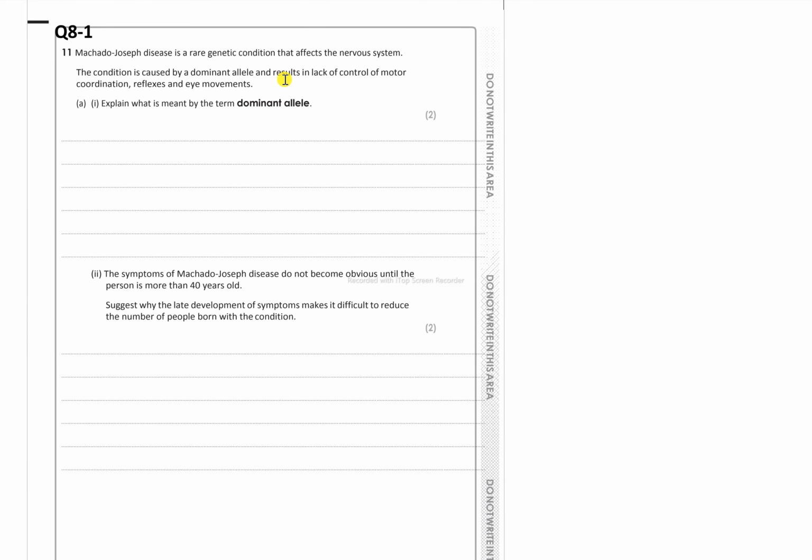Right, what did we say a dominant allele was? We said it is an allele that is always expressed in a heterozygote. A dominant allele is always expressed in a heterozygote.